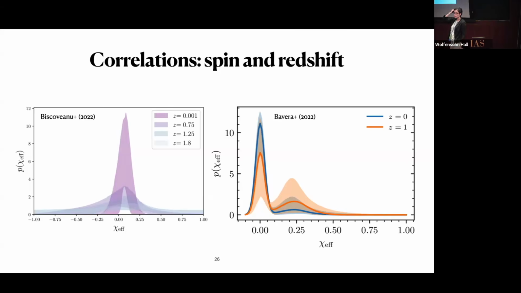Yeah, so it really is coming from a true population result. It's coming from stacking a lot of events that have somewhat negative chi-effective.